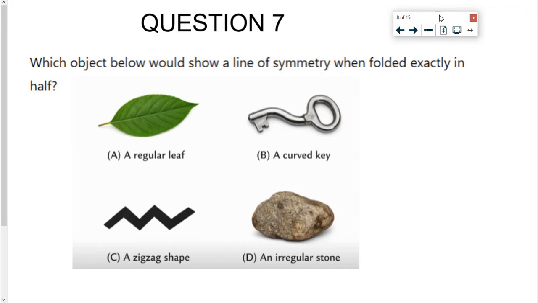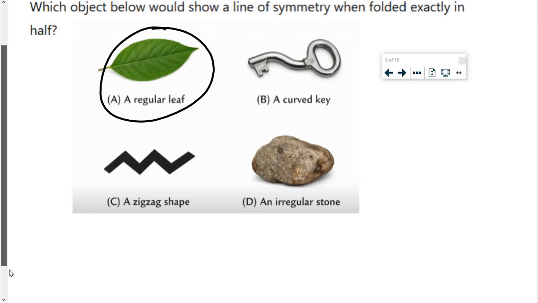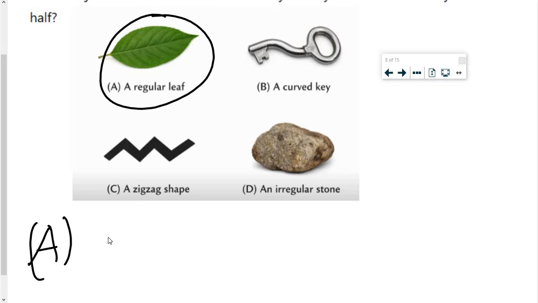Next question. Which object below would show a line of symmetry when folded exactly in half? Which object among these would show a line of symmetry when folded exactly in half? The correct answer is option A, which is a regular leaf. So go ahead writing here, option A, a regular leaf.